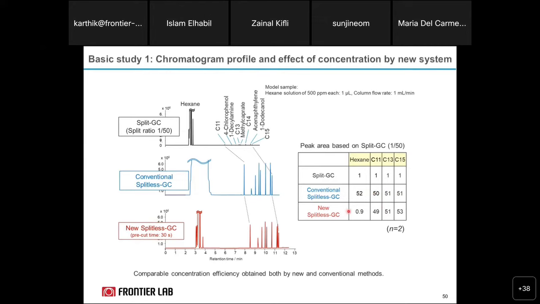Bear in mind, we have not taken polymer, we have taken a normal hydrocarbon, because once it becomes polymer, we cannot do this comparison because of the secondary reaction. So we have taken the long chain hydrocarbon for this comparison, and this tells us the new device is working for splitless analysis. So that allows you to do the low level analysis.